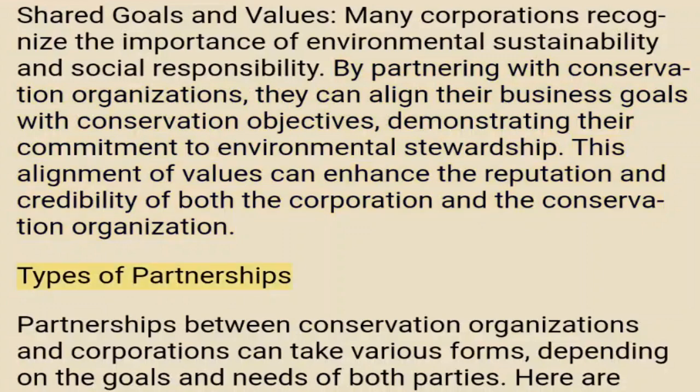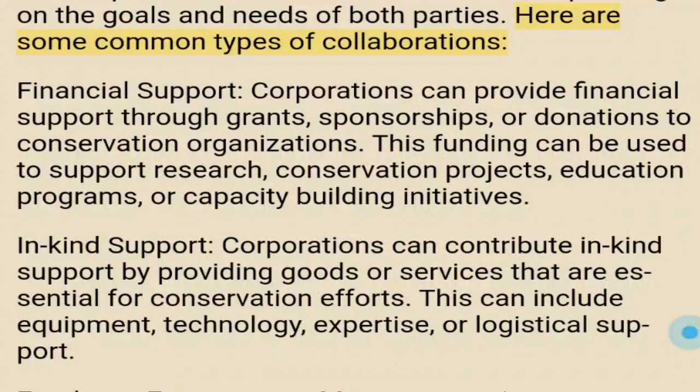Types of partnerships. Partnerships between conservation organizations and corporations can take various forms, depending on the goals and needs of both parties. Here are some common types of collaborations. Financial support. Corporations can provide financial support through grants, sponsorships, or donations to conservation organizations. This funding can be used to support research, conservation projects, education programs, or capacity-building initiatives.